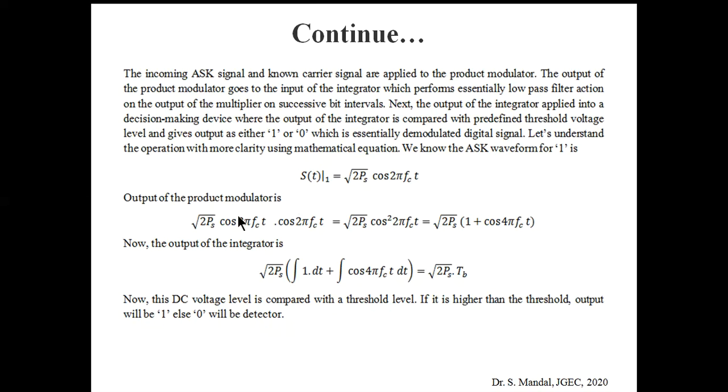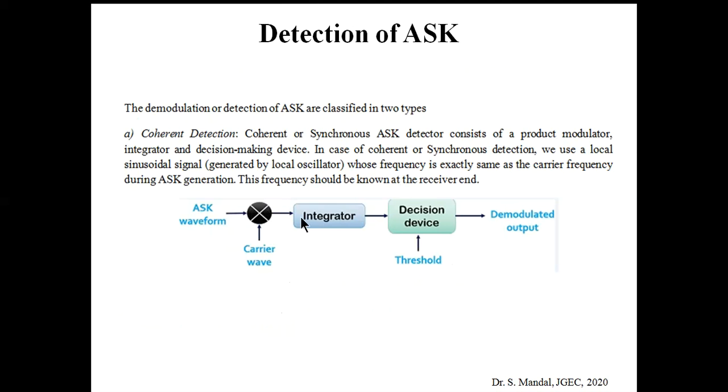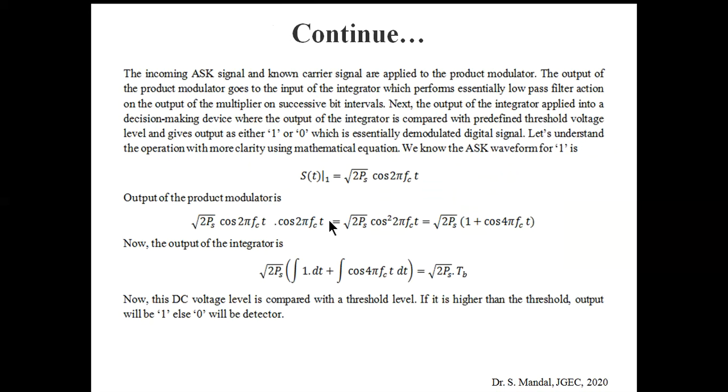Now the output of the product modulator goes to the integrator. What is the function of the integrator? The integrator's function is similar to low pass filter action. It essentially performs low pass filtering on the output of the multiplier over successive bit intervals. So if we use this signal as the input of the integrator, the corresponding output will be root 2 Ps times the integral of 1 dt and the integral of cos 4 pi fc t dt, over the interval from 0 to Tb. The second part becomes 0, and we get 2 Ps multiplied by the Tb duration. Okay, so this is nothing but a DC voltage level, which is a particular value.